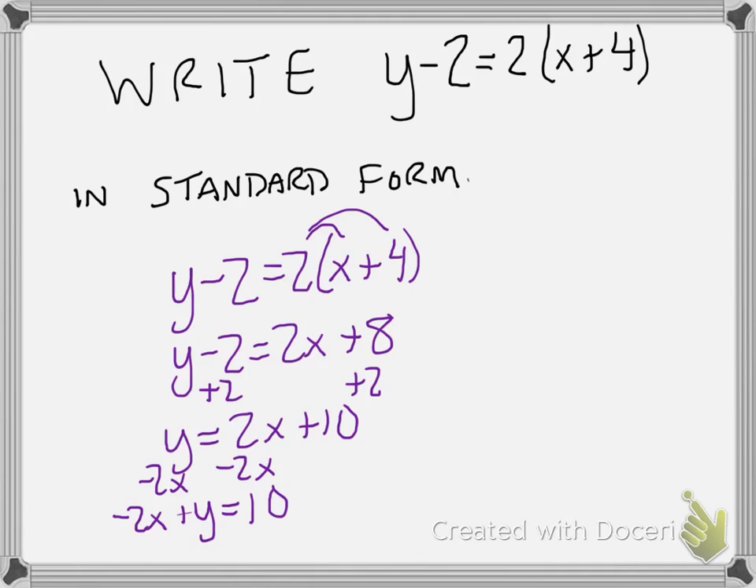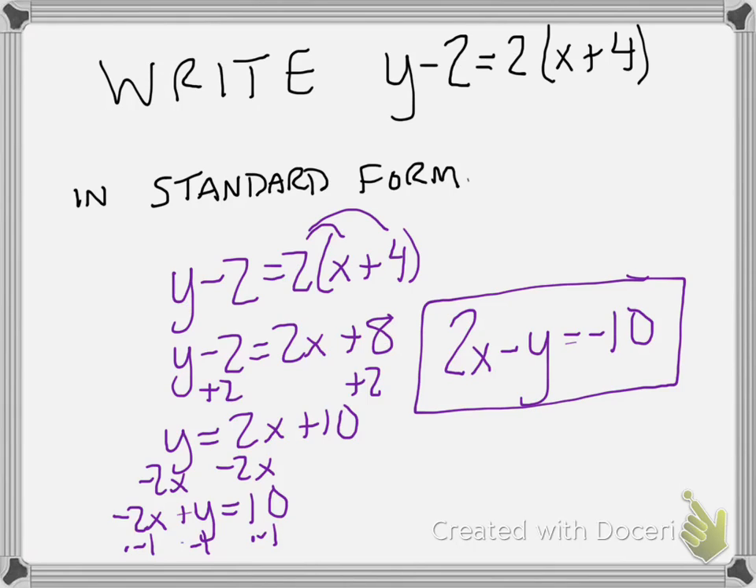Now notice the x is negative. I can't let it be negative. So I'm going to multiply every term times negative 1. So we have 2x minus y equals negative 10. This is that same equation in standard form.